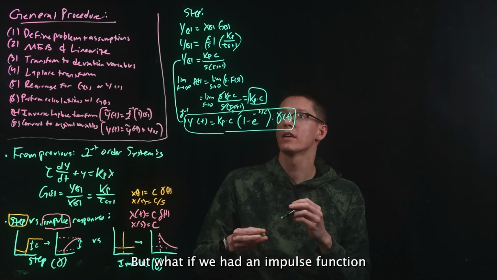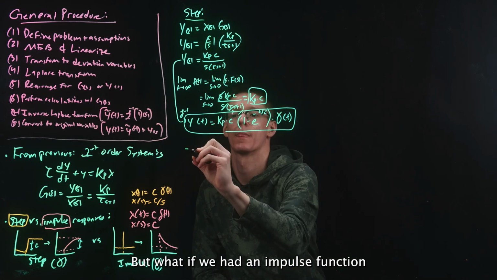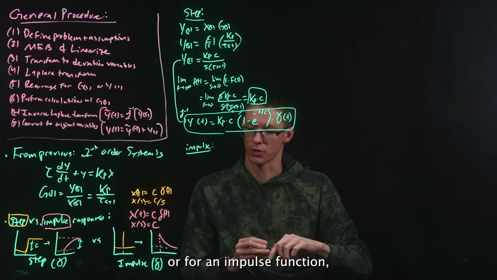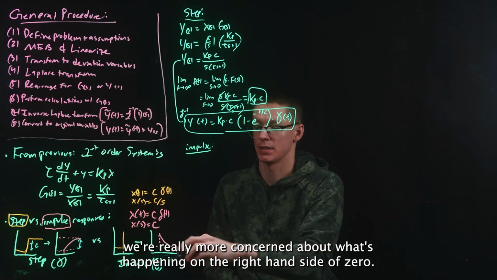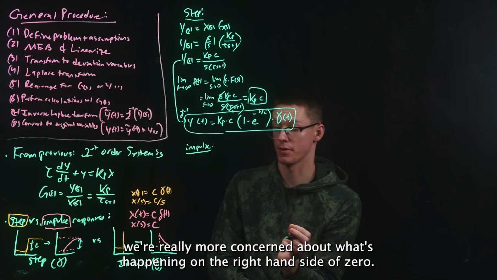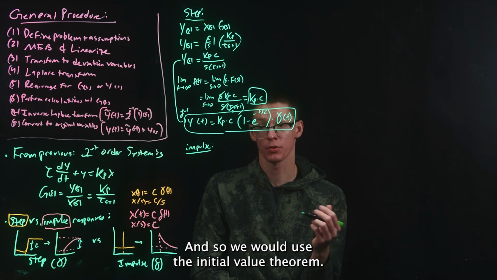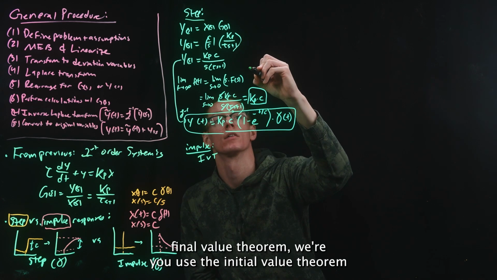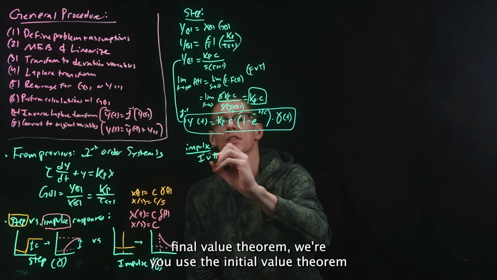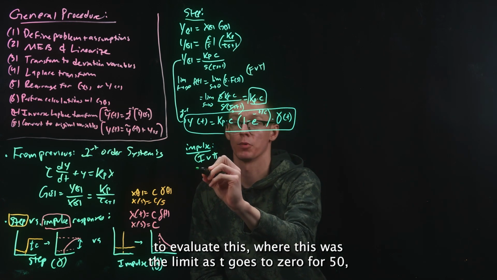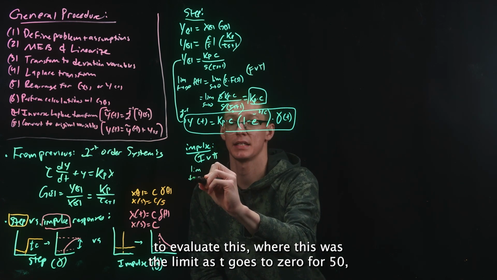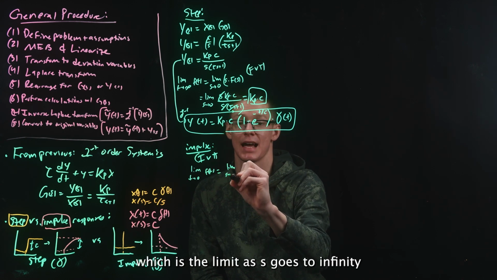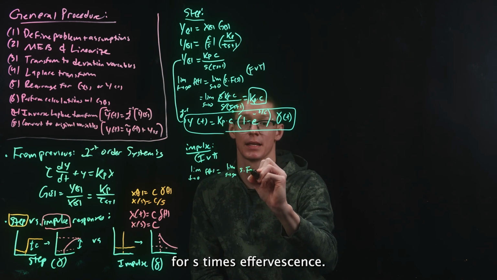But what if we had an impulse function? Well, for an impulse function, we're really more concerned about what's happening on the right-hand side of 0. And so we would use the initial value theorem. While this was the final value theorem, we're going to use the initial value theorem to evaluate this, where this was the limit as t goes to 0 for f of t, which is the limit as s goes to infinity for s times f of s.